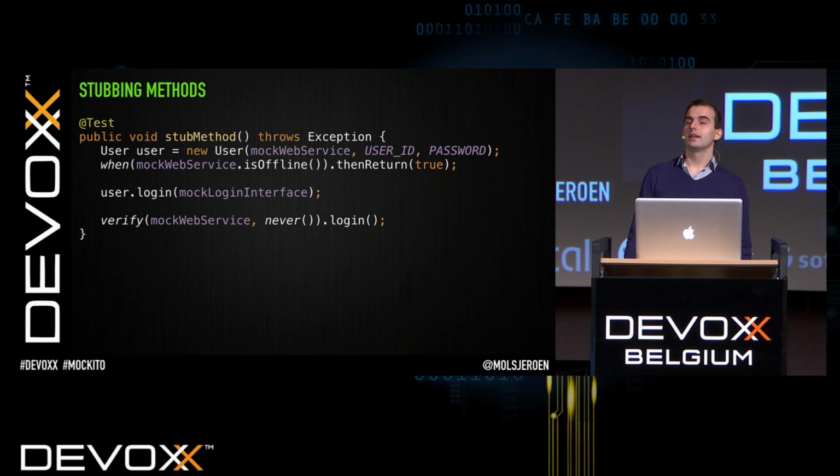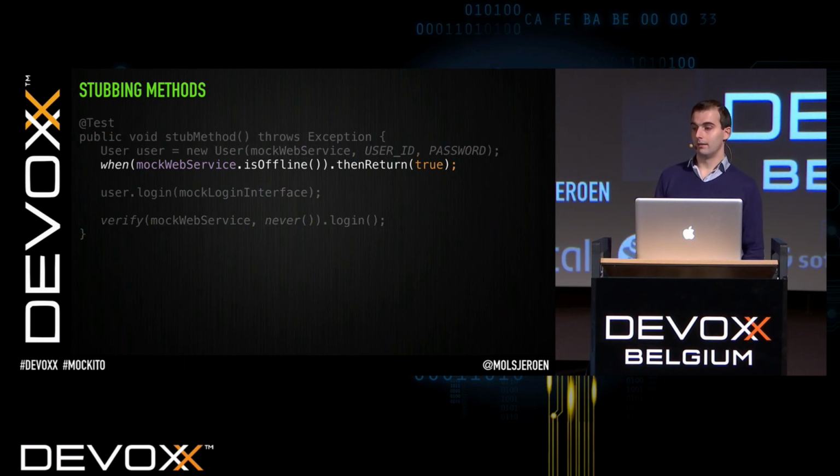Well, remember when I said if you create a mock, then every method that returns a value will return its default value. So if you look at the mock web service's isOffline method, if you don't do anything, that method will return false, because that's the default type for a boolean.